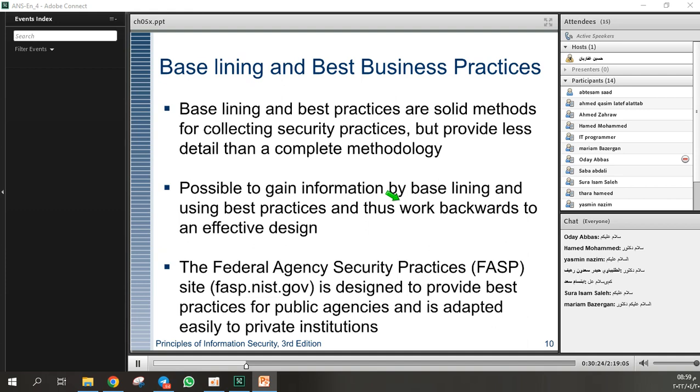Okay, they follow that strategy, and we can see those drawbacks here. If I use that strategy, how can I overcome those drawbacks? Okay, using method A, B, C, or something like that. I can gain that information in baselining, in best practice, to prevent drawbacks, to remove drawbacks, to have an effective design.